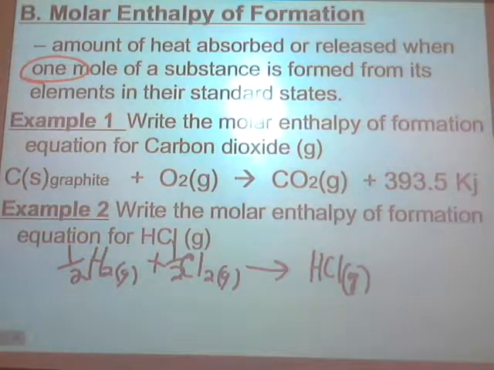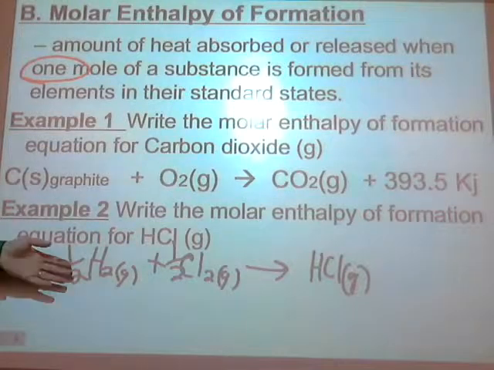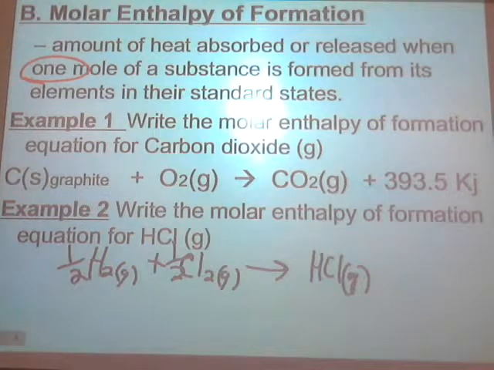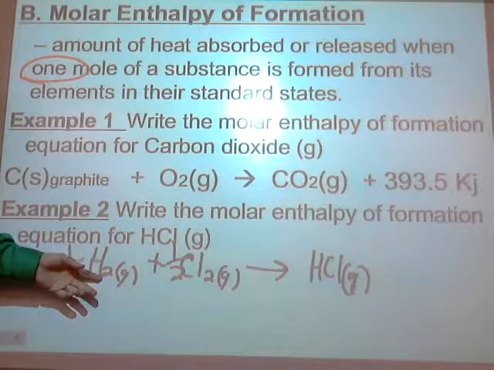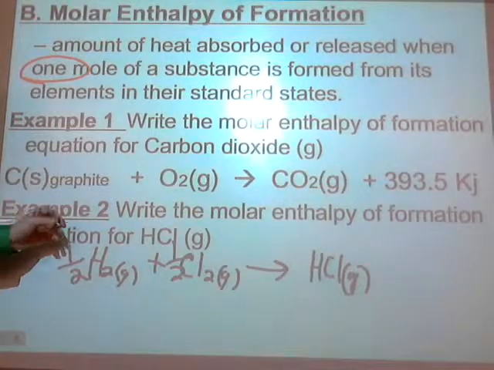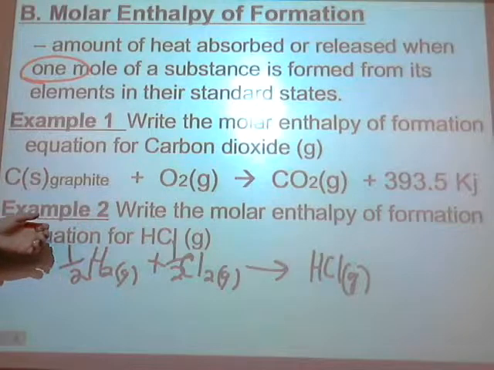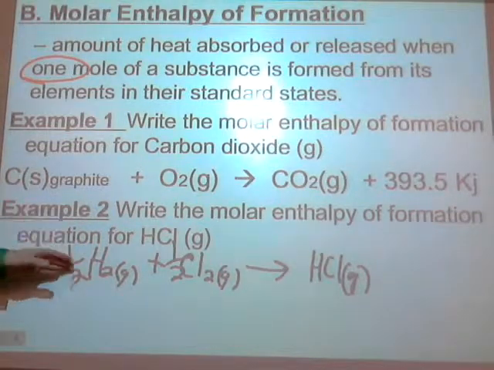Some of you are probably looking at that and saying, but that's impossible. I can't have half of an atom. I can't have half of a hydrogen or half of a chlorine. You're right. I can't have half of a person, but I can have a half dozen people, can't I? That would be 6. I can't have half a hydrogen atom, but I can have half a mole of hydrogen. That'd be like half a dozen hydrogen atoms. These are hydrogen molecules, right? So that's what that means.